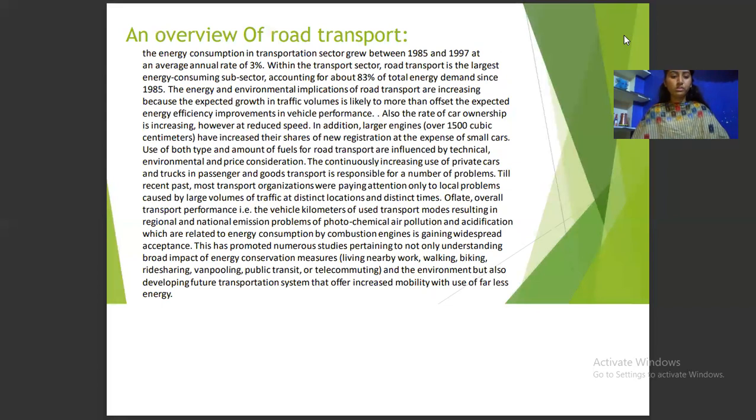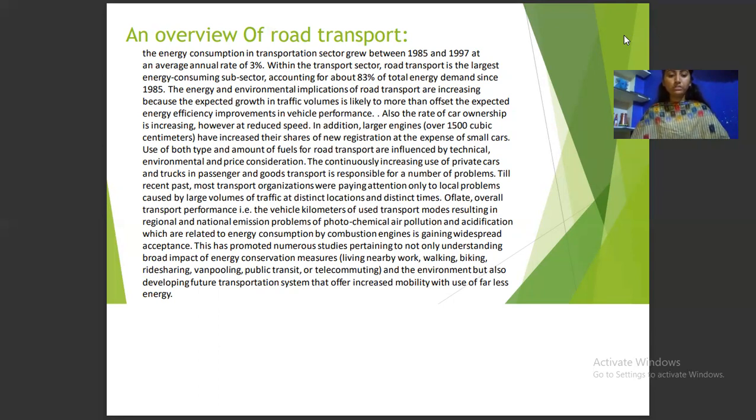Overview of road transport. The energy consumption in the transportation sector grew between 1985 and 1997 at an average annual rate of 3%. Within the transport sector, road transport is the largest energy consumer, accounting for about 83% of total energy demand since 1985. The energy and environment implications of road transport are increasing because the expected growth in traffic volumes is likely to more than offset the expected energy efficiency improvement in vehicle performance.